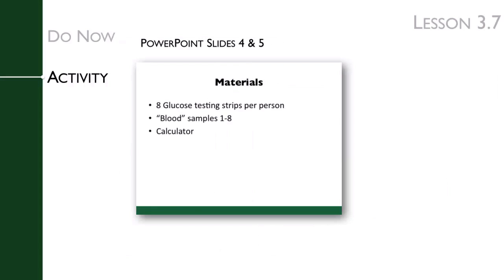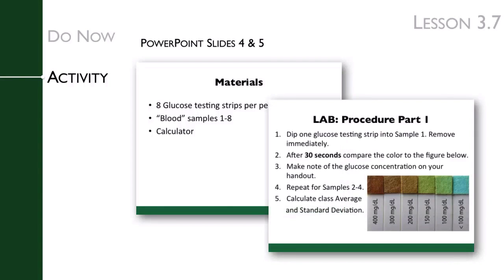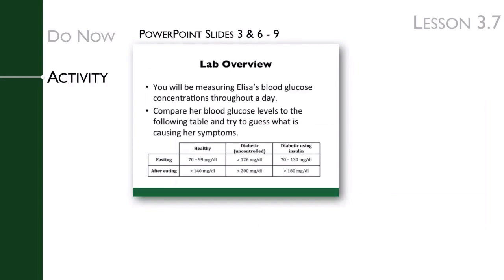This lab is divided into 2 parts. In part 1, students will measure a patient's blood glucose concentration throughout the day using glucose testing strips. Students will determine the concentration of blood glucose in the samples using the scale provided, then compare those concentrations to the table on slide 3.